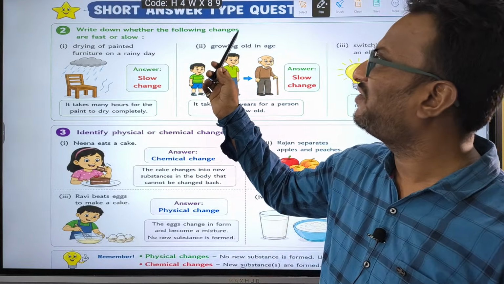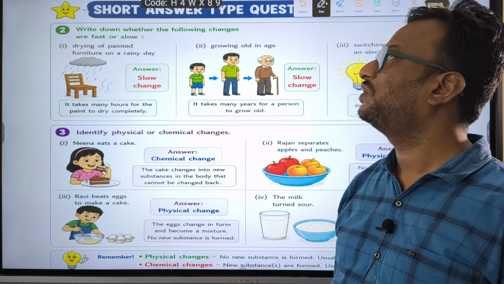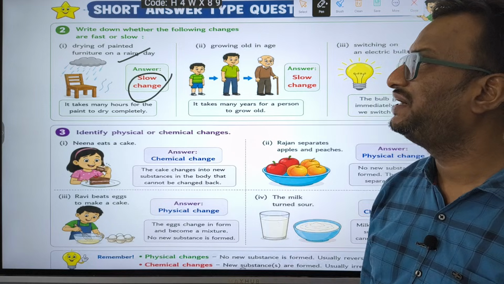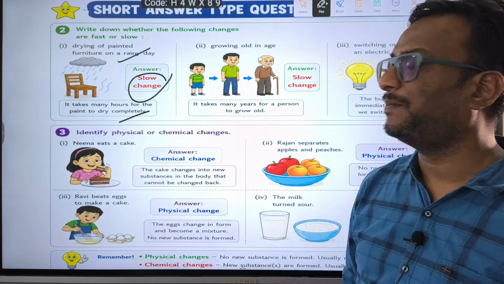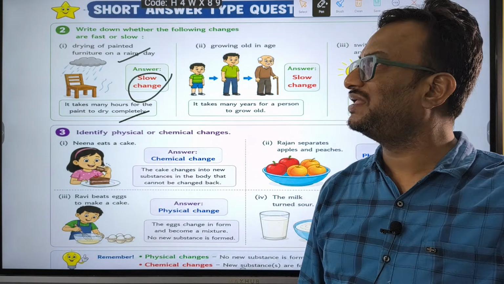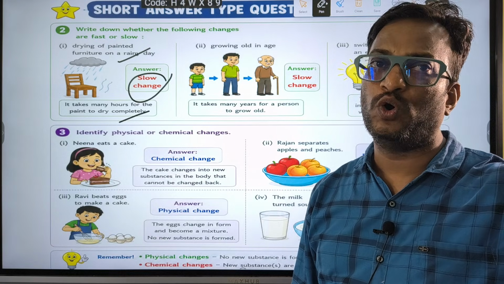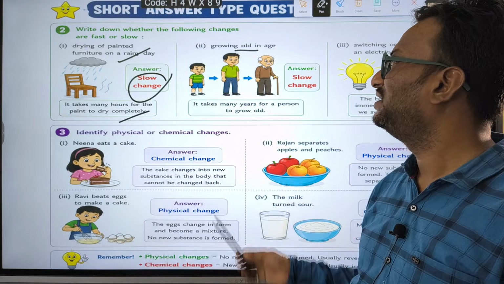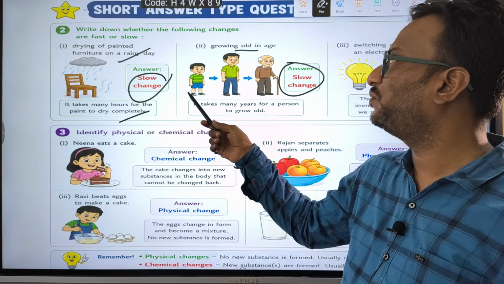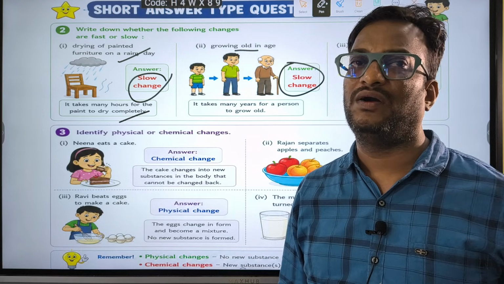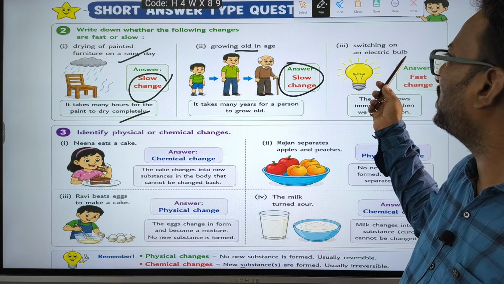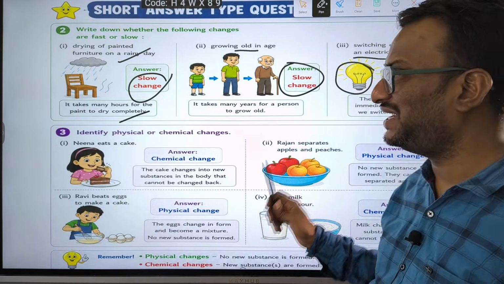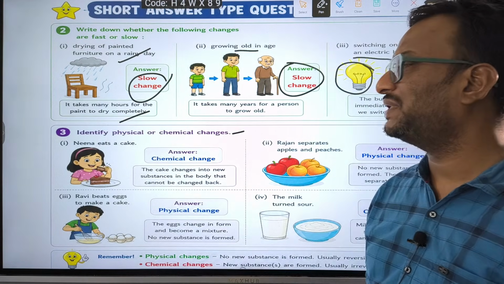Write down whether the following changes are fast or slow. Drying of painted furniture on a rainy day is a slow change. It takes many hours for paint to dry completely because on a rainy day we get more moisture in the air. Next, growing old in age is a slow change. A young boy to become old takes a lot of years. And switching on an electric bulb is a fast change. Immediately it happens.